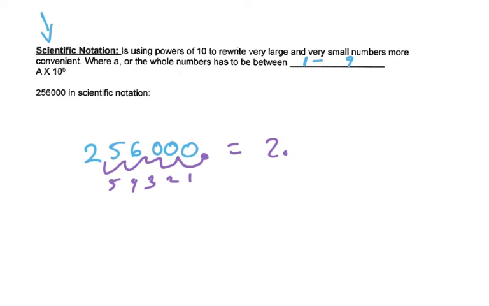Then you just rewrite the number with that decimal point inserted. And I can rewrite this as just simply 2.56 because the zeros don't matter. And we're going to multiply by 10. Now, however many times you jumped, that is what you're going to put as your exponent. And the beautiful thing about this is you can literally just type this into the calculator and see if it's true, right?